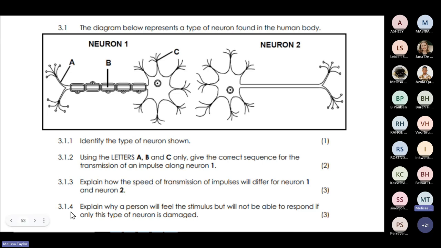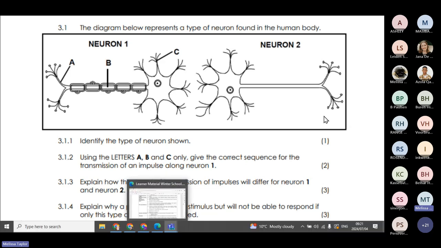I'll put the memo up in a second. And then explain why a person will feel the stimulus, but will not be able to respond if only this type of neuron is damaged. Okay, so that's very similar to the previous question we had. If this type of neuron is damaged, this is the one that goes to the effector. They're not talking about neuron one or two. They're just talking about this type of neuron.